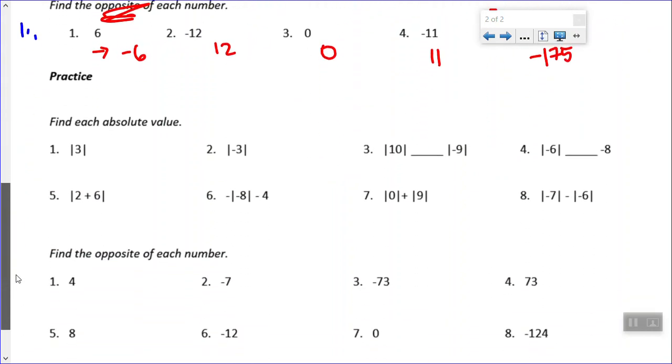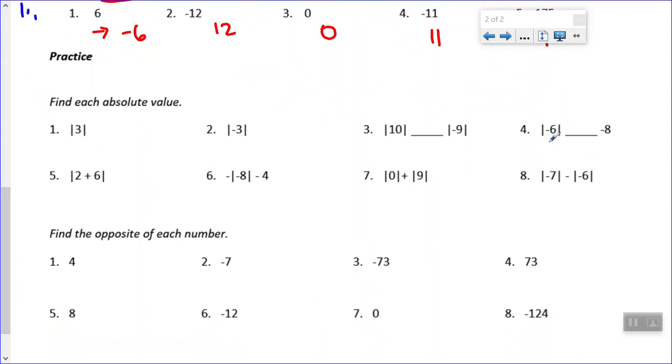So you have these practice problems, do these problems and take your answers with me, and then do the math space practice.